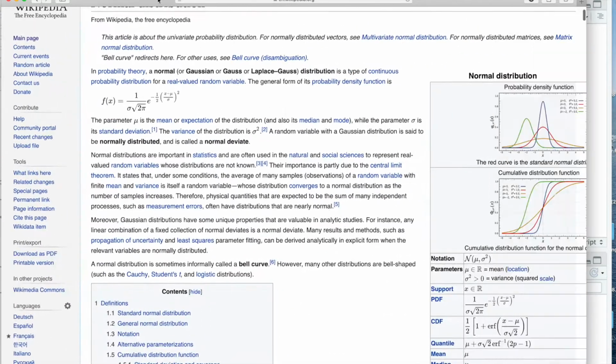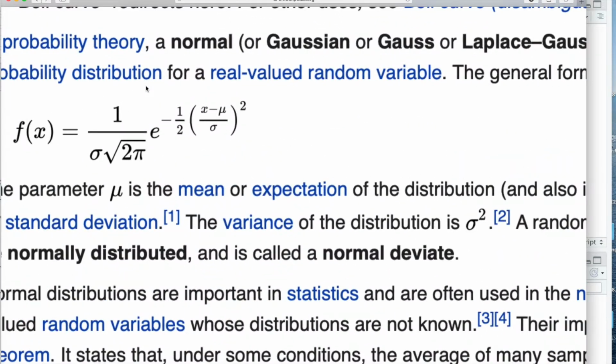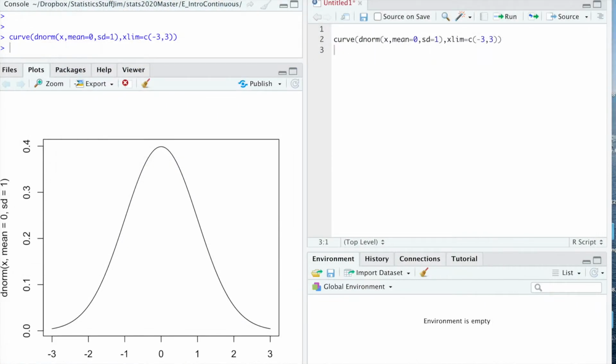Okay. And again, somebody else has figured this out, so there's no reason for us to memorize this, because you can always do a Google search if you really need to know the probability density function. The important thing being is that this function right here is what is drawing that curve.